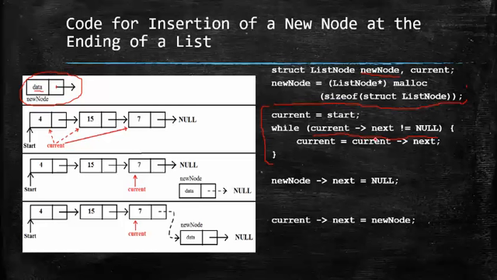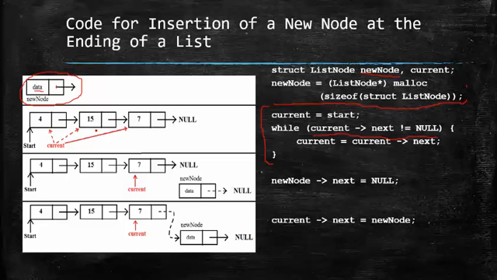This condition tells that as long as next of current is not equal to null. So why are we writing this condition here? Let us see. First of all, we are pointing current with start. That means we are pointing current to point to the first element of the list, and then we are checking if the next of current is pointing to null. So next of current, that is the first node, is not pointing to null. As you can see, it is pointing to the element 15.